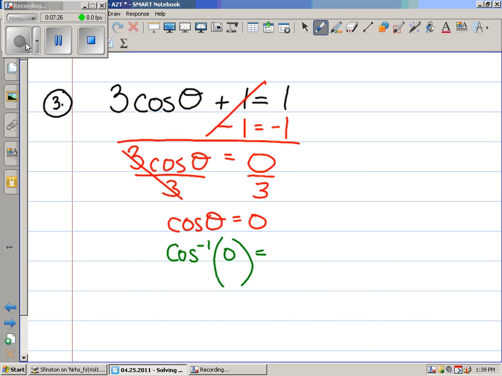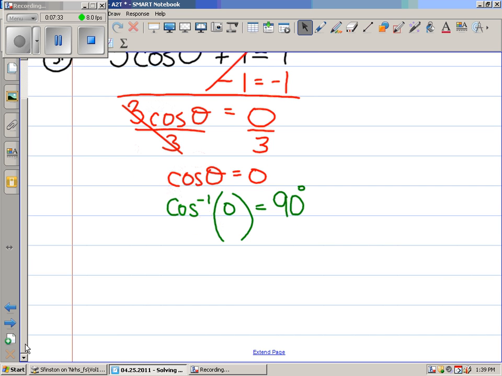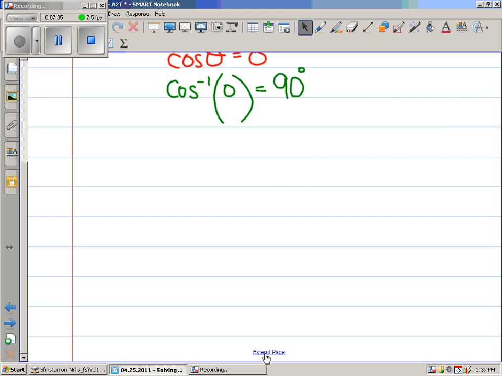We're going to do the inverse of 0, and that happens to be 90 degrees. Is that the only time? No. But what did we find out? Well, we know that 0 is neither positive nor negative. That's actually a hard question to try and talk through. Let's draw a picture instead. Let's graph it up.